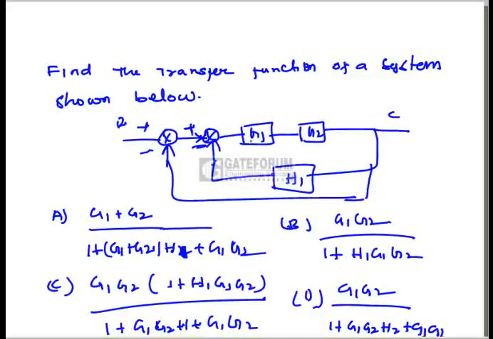Only two cascade elements are there in the forward path, and two parallel elements are there in the feedback path. So that's why this is a very simple method.